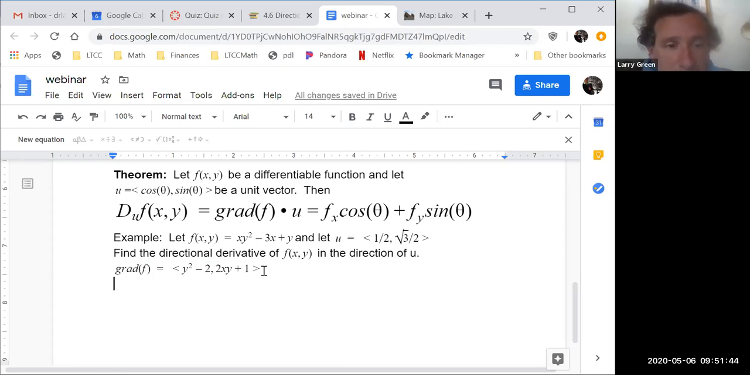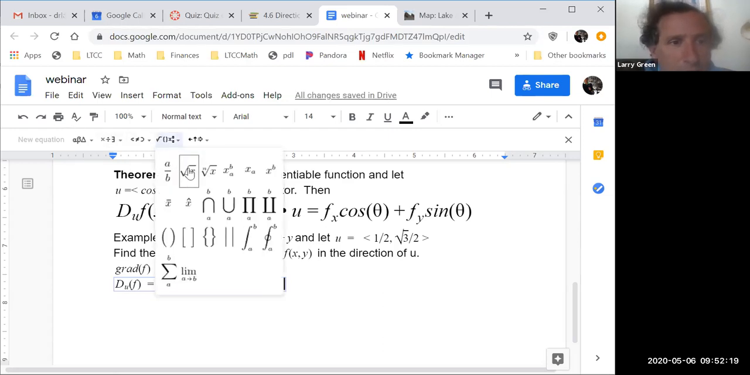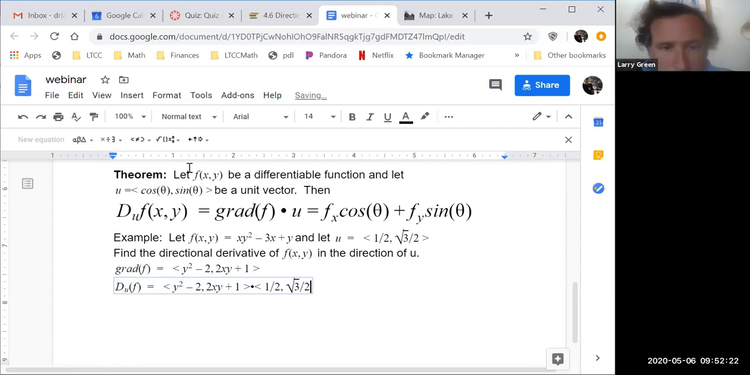Okay, so now we're ready to use a theorem that says the directional derivative in the direction of u of f is equal to the gradient of f dotted with the vector u, which is a half, comma, root 3 over 2. And now we just do the dot product. It's no big deal.